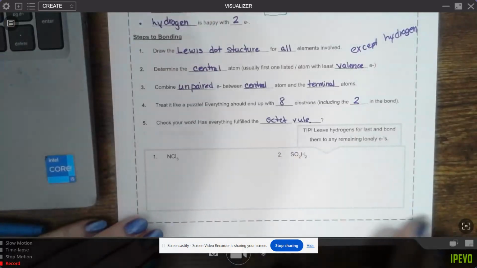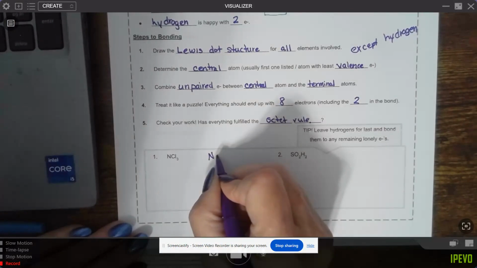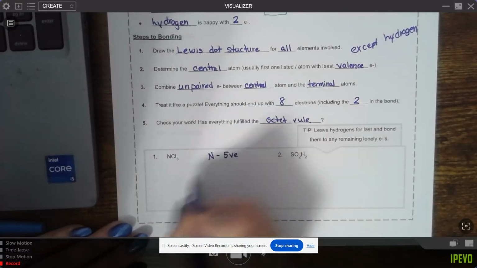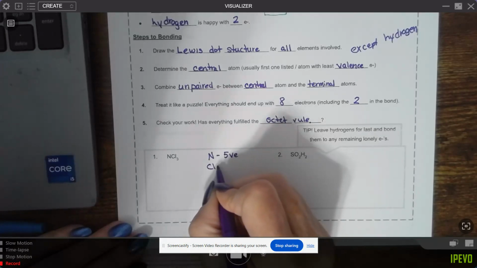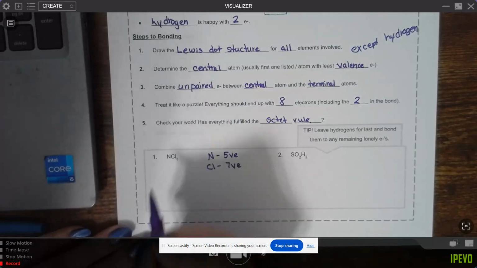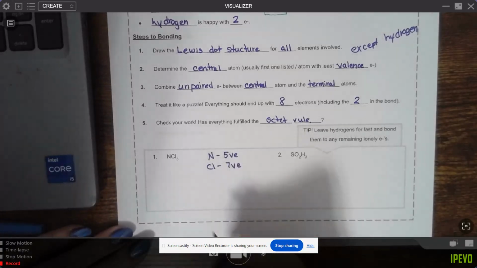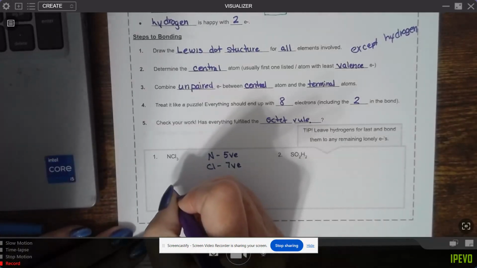All right, so if you look at your periodic table, nitrogen is in group 15, so it's got 5 valence electrons, and chlorine is in group 17, so it has 7 valence electrons. Okay, nitrogen has fewer valence electrons, so nitrogen is going to be in the middle.